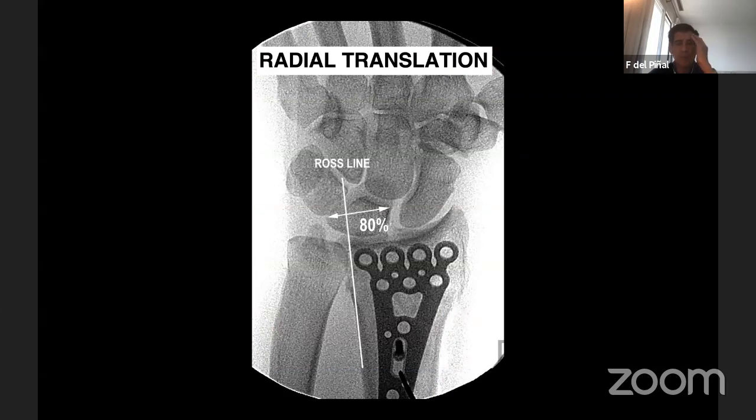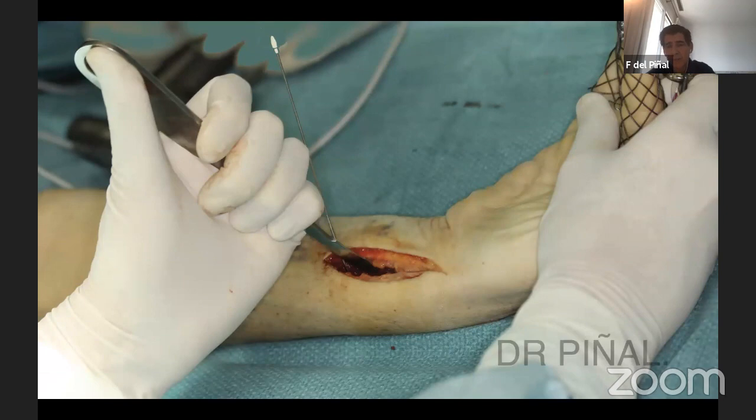Mark Ross from Brisbane has studied this in detail, and he has found a relationship between the radial translation and the covering or uncovering of the lunate. The lunate has to be at least 40% uncovered. Trace this line from the metaphysis, and in this case, 80% of the lunate is over the radius. That means that the epiphysis needs to be corrected, and to correct that, what I use is a Holman maneuver into the radius.